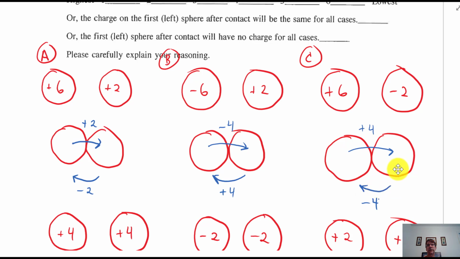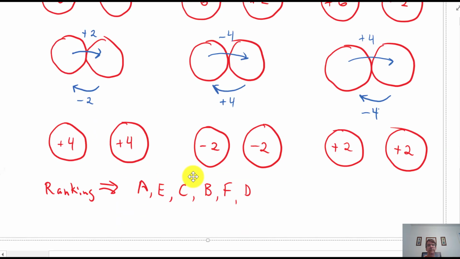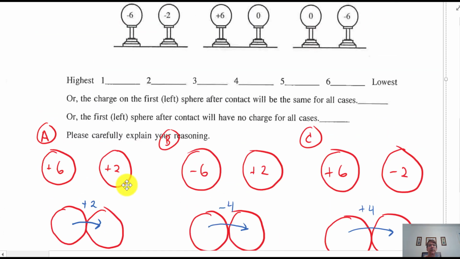So the electrons leave the right-hand sphere. Here the electrons left the left-hand sphere. Here the electrons left the right-hand sphere. All right? And if you keep going down here, then you can keep going. And then I just kind of summarized. I didn't even do the other ones. You can go back and look at the other ones.